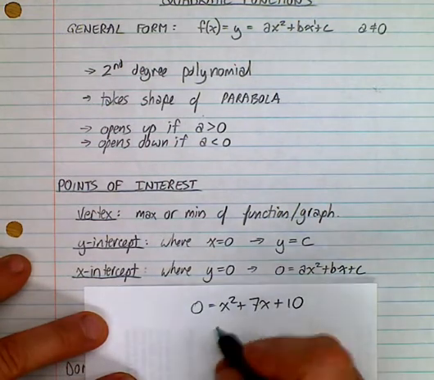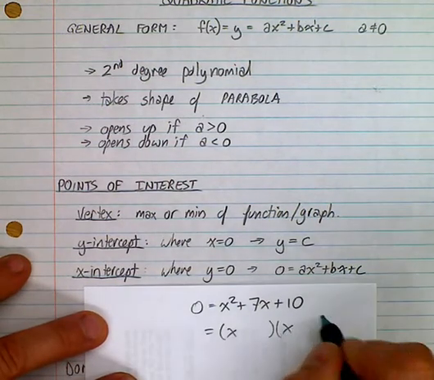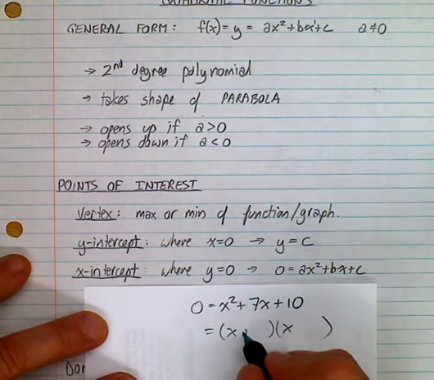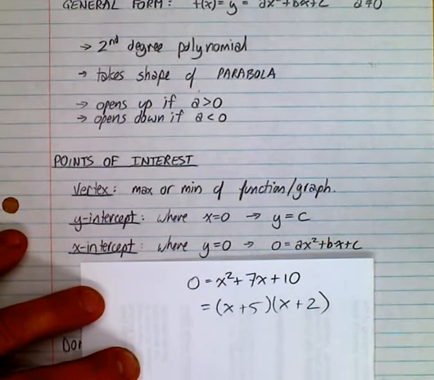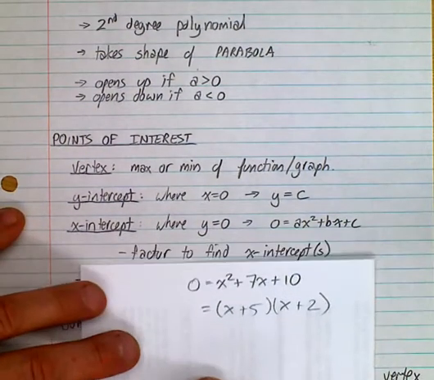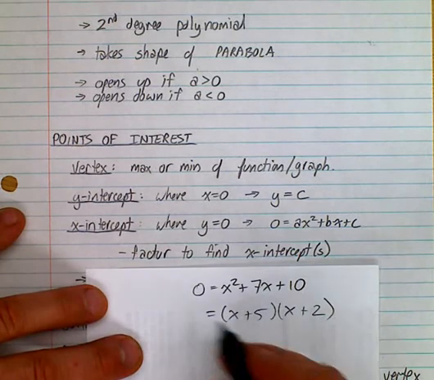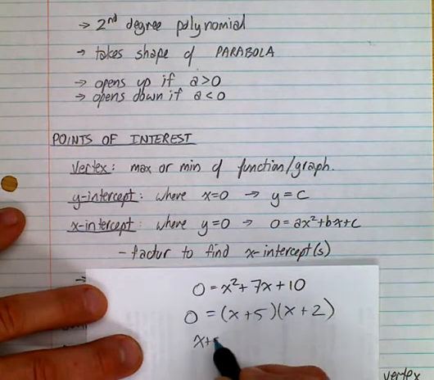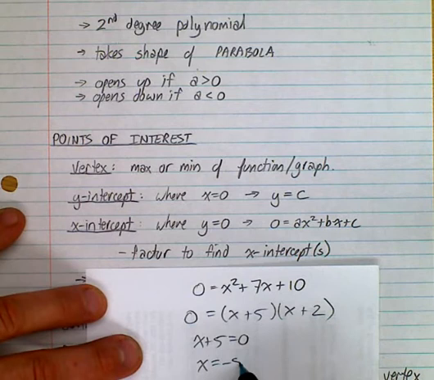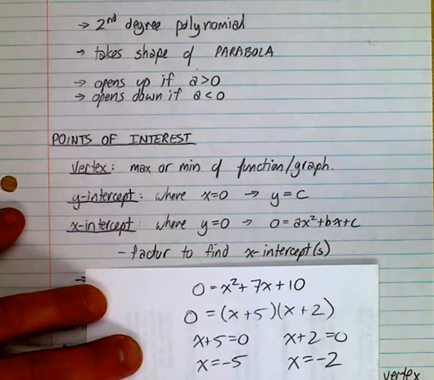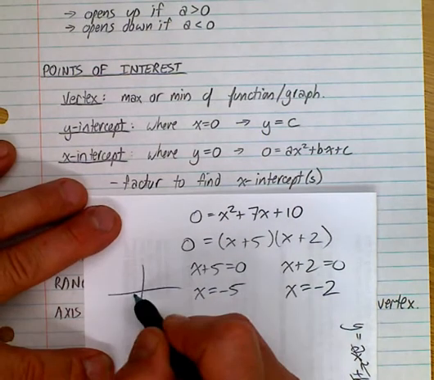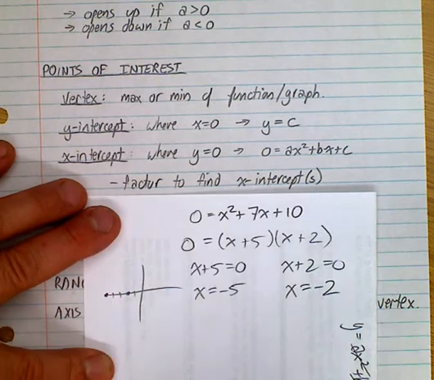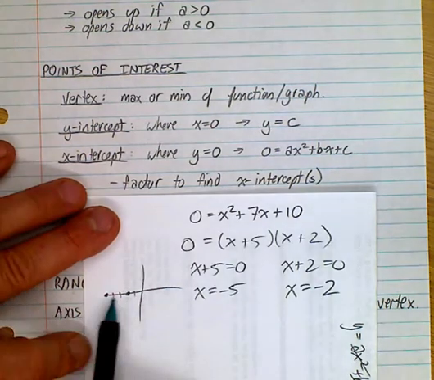Okay, if you factor this, you're going to get x plus 5 and x plus 2. And that tells you where your intercepts are, the solutions, right? So first of all, you have to factor to find the x-intercepts. And if this is equal to 0, we know that x plus 5 is equal to 0, or x is equal to -5. X plus 2 is equal to 0, or x is equal to -2. And these are my two intercepts. That is where the graph crosses the x-axis, at -2 and at -5.